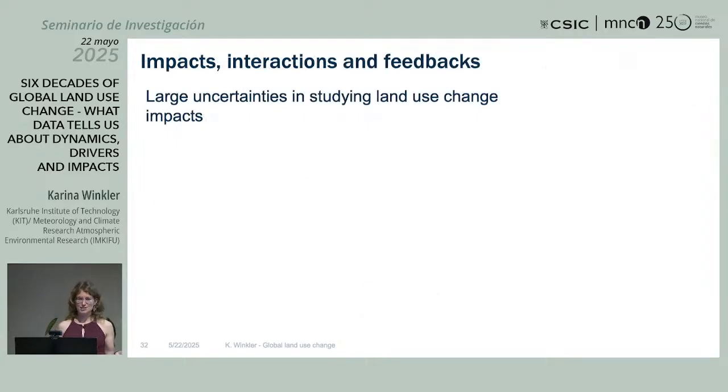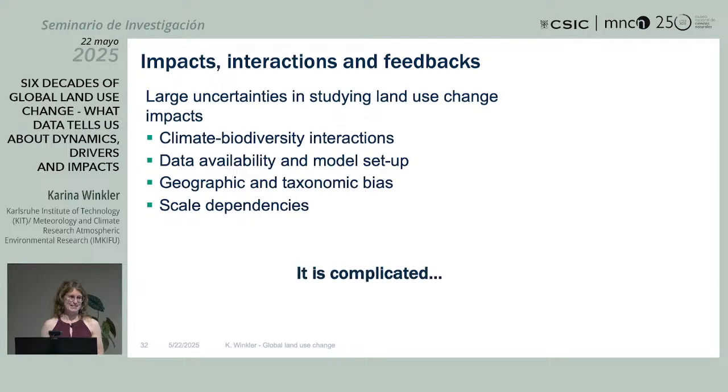So impacts, interactions, and feedback. We have seen there's still large uncertainties in studying land use impacts. There's a lot of bias, scale dependencies, and also it depends on where data is available. And overall, it's complicated, like it always is.